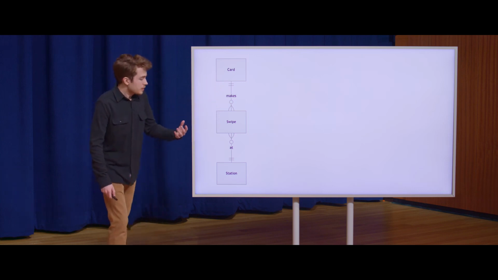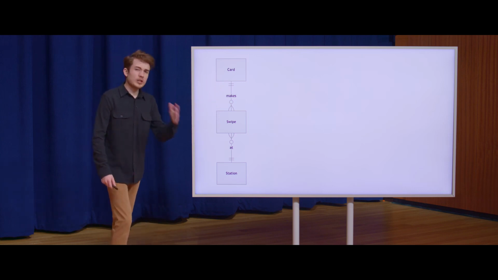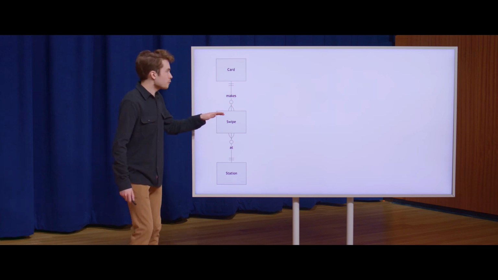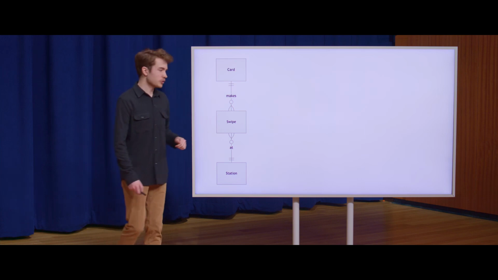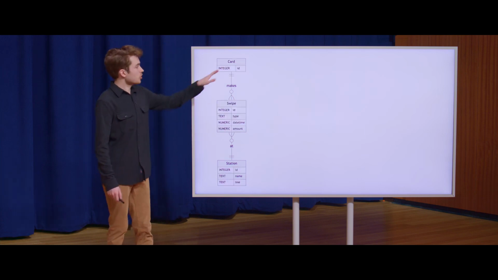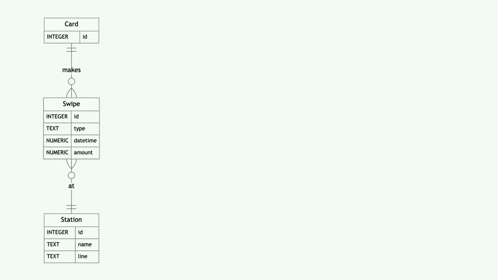So if we think about these entities and how they relate, we could also think about what kinds of columns we should have inside of each entity. In this case, I would argue we should have something a bit like this. We could say that a card has an ID for its primary key. Similarly, this card makes a swipe, and this swipe has itself an ID, as well as a type, some time that swipe happened, and an amount or a transaction that is involved.